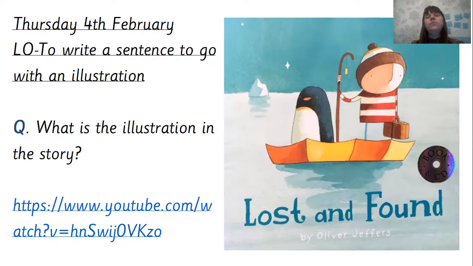Okay, we're going to continue to write a sentence to go with the illustration today out of the story Lost and Found. Who can remember what the illustrations in a book are? You're right, it's the drawings. So the person who draws the pictures in the book is called the illustrator. And the person who writes the words is called the author. And in Lost and Found, the illustrator and the author is Oliver Jeffers. He's drawn the pictures and he has written the story.